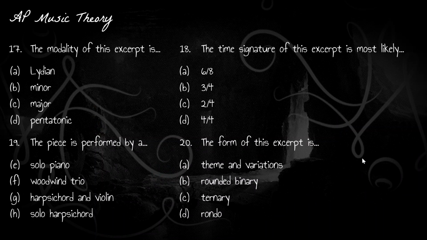19. The piece is performed by A. Solo piano, B. Woodwind trio, C. Harpsichord and violin, or D. Solo harpsichord. 20. The form of this excerpt is A. Theme and variations, B. Rounded binary, C. Ternary, or D. Rondo. Let us listen to the excerpt.